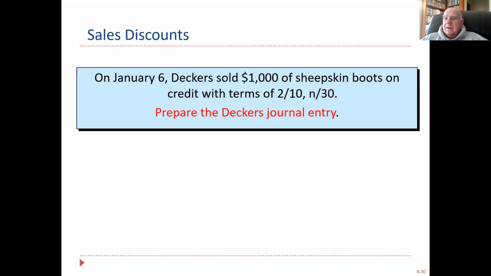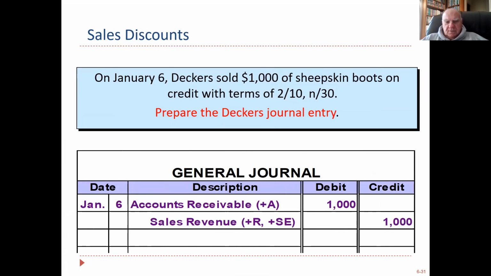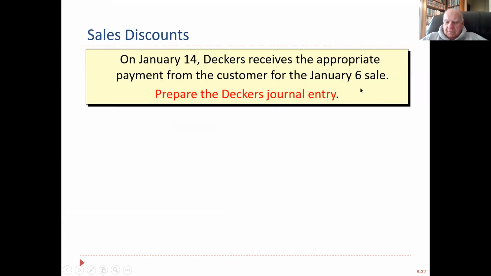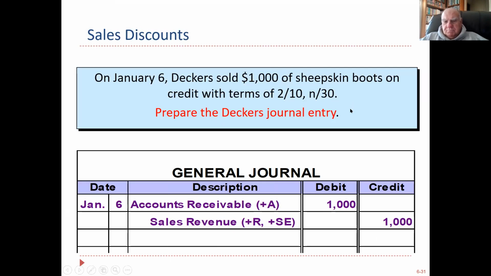Sales discounts. Now here we go to our 2%, 10, net 30. Remember, we sold boots. The terms are 2%, 10. You get a 2% discount as long as you pay within 10 days. You don't want the discount, then just pay the net, the whole amount in 30 days. Pretty simple. So let's look at the sale, basic sale of $1,000. We sold boots on account. We debit accounts receivable. Decker's, this company, whoever we sold these to, owes Decker's $1,000, and there's our revenue, okay?